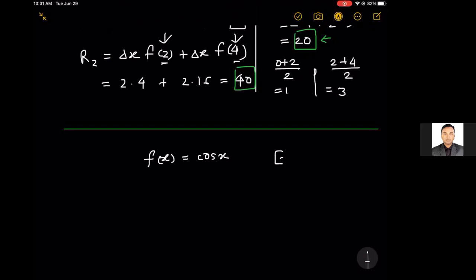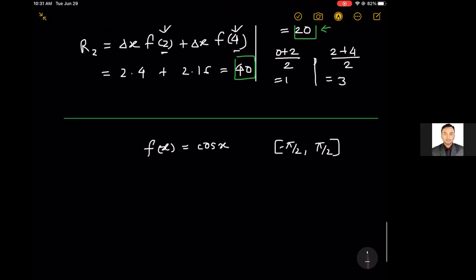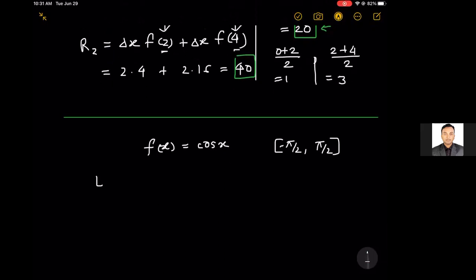Okay, your interval is -π/2 to π/2. Your function is cosine x, and you need to find all these 3: left Riemann sum, right Riemann sum, and midpoint Riemann sum. Okay, for 3 subintervals, that means n equals 3.